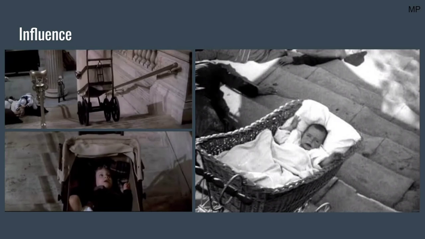In terms of influence, Brian De Palma's Untouchables film from 1987, De Palma gives an homage to the Odessa staircase sequence with the baby pram going down the stairs. This intertextual reference is similar but far more hectic compared to Eisenstein.